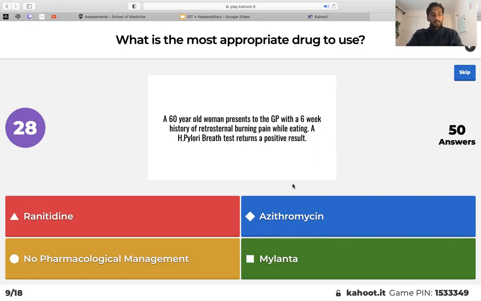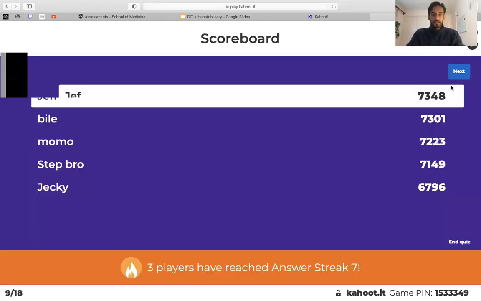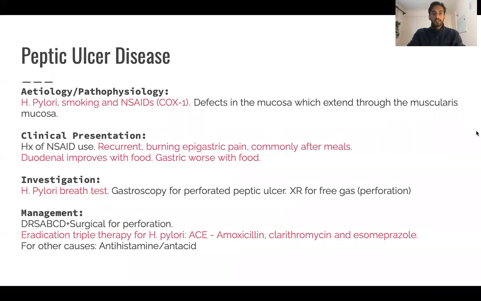Last few answers. All right, cool. I kind of fabricated these answers a bit to just make them a little bit more difficult, but good work to those who answered azithromycin. As an explanation, here we go.